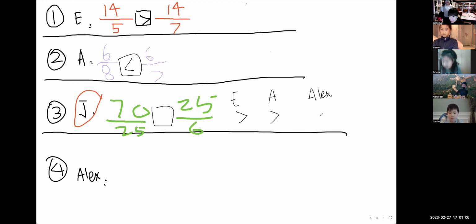Alex, can you make a guess? Either bigger than or smaller than? Make a guess. Smaller than. Smaller than. Good, good, very good. Alexander gave different answers. Okay, now Jordan, can you tell me which one is right? I think it's bigger than, I actually don't know.